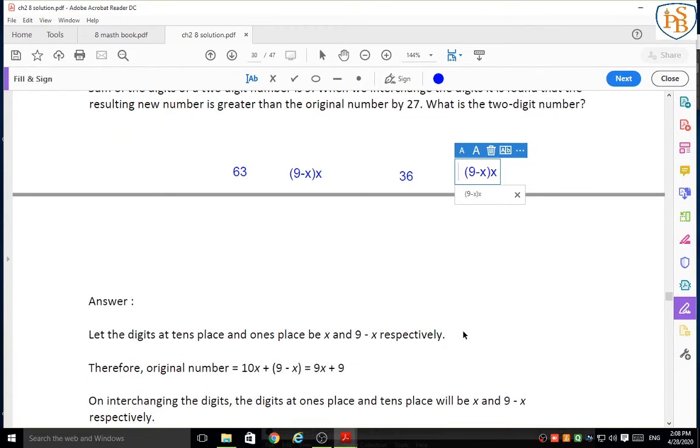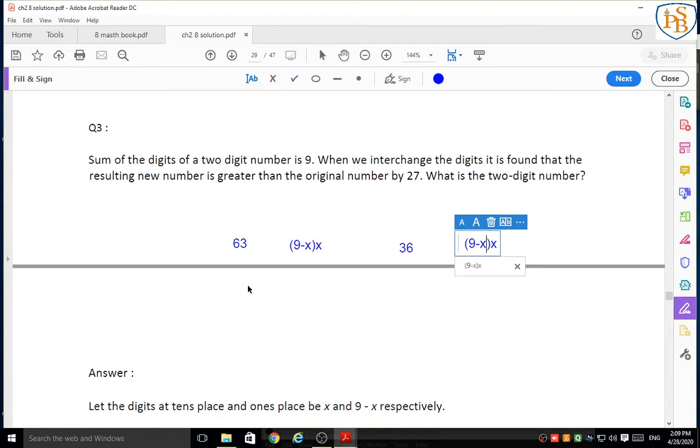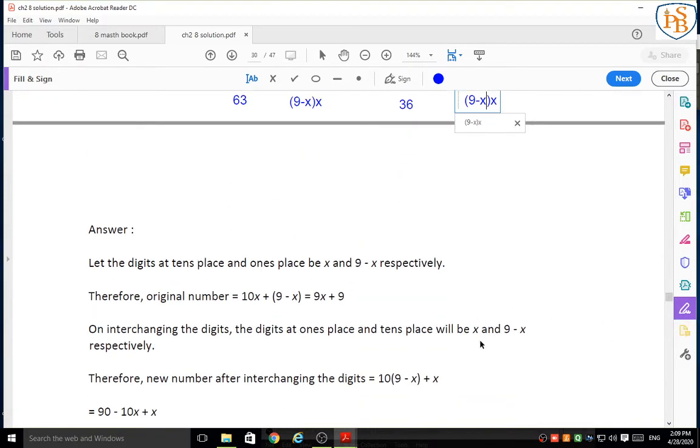Therefore, the original number is 10x plus 9 minus x, which is equal to 9x plus 9. So what is the place value? At the tens place there is an x, so the place value of x is 10x, and at the ones place there is a 9 minus x. So the original number is 9x plus 9. On interchanging the digits, what is the next number? If we interchange the digits, we found that the resulting new number is greater than the original number by 27. That means the difference between these two numbers is 27.